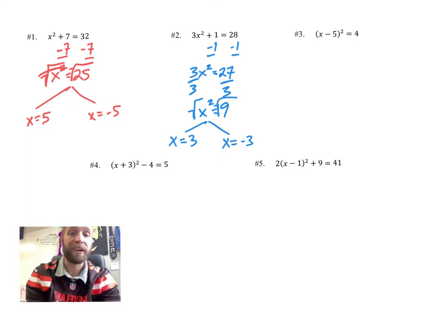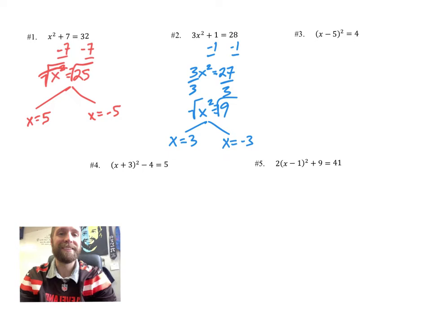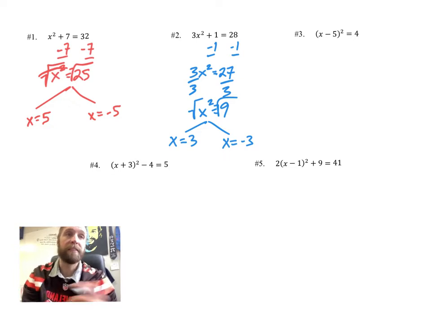Okay. Number 3 is where things start to change a little bit. We still have an x squared, but it is inside a group. So when I think about getting rid of the extra junk and what's furthest away from the x, I can't add 5 right away to both sides because that's in a group. So I'm going to have to get rid of that squared right away.